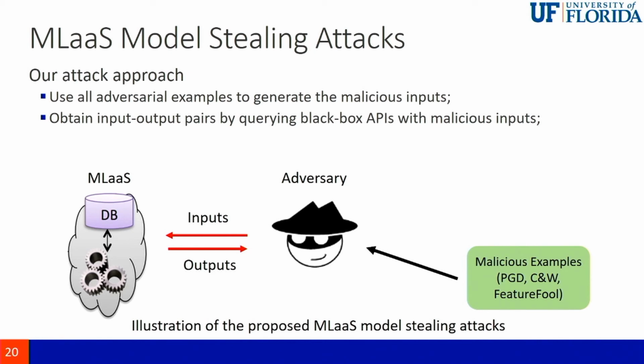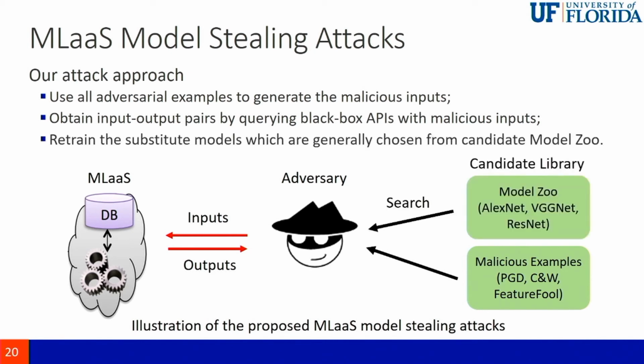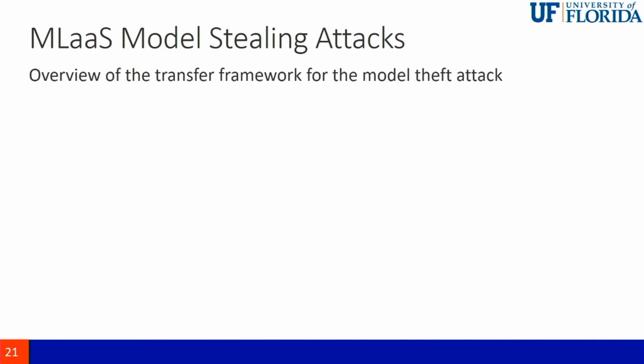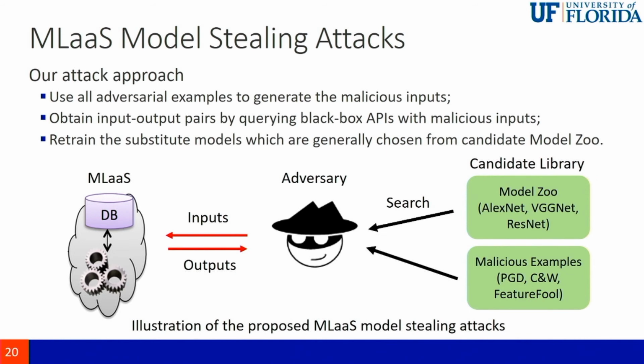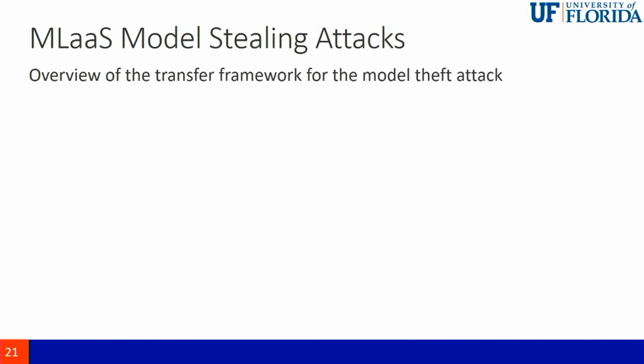And then, using these results, we take a candidate library, which we call the model zoo. It's an existing machine learning model. And we use the cloud query results to train our own model. And this becomes a stolen model. So this is just a high level. Let's take a look at the real example.